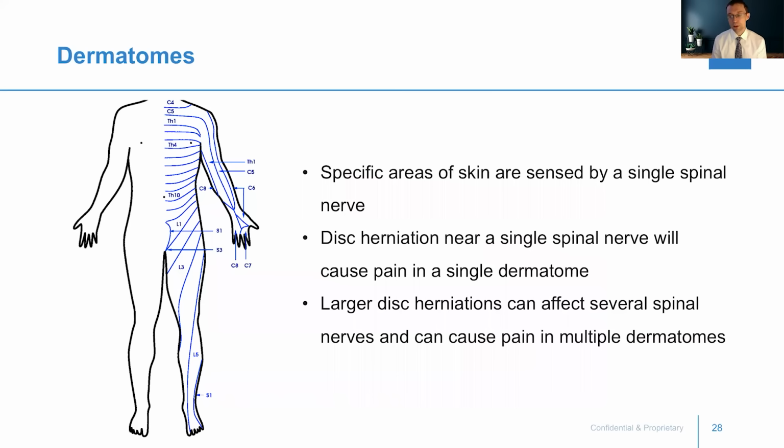So people with sciatica or disc herniations will commonly get pains shooting, for example, down the side of the leg to the ankle and the top of the foot, or down the back of the leg to the bottom of the foot. Larger disc herniations can affect several spinal nerves and can cause pain in multiple dermatomes.